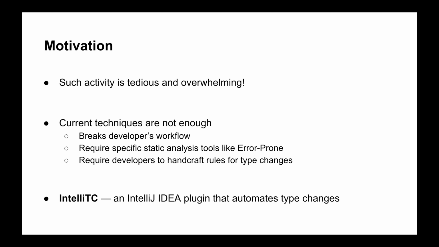Current state-of-the-art type migration approaches break developers' workflow while working in an IDE or use some external third-party static analysis frameworks like Google's ErrorProne. In all these tools, the user has to handcraft the transformation specifications required to perform the type change. So we present IntelliTC, a configurable plugin for IntelliJ IDEA which automates type change refactoring.